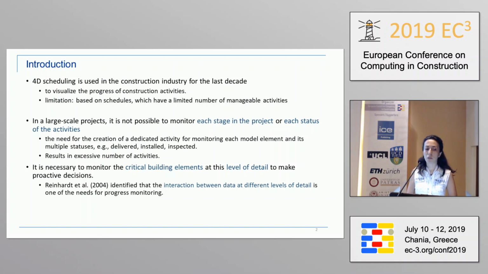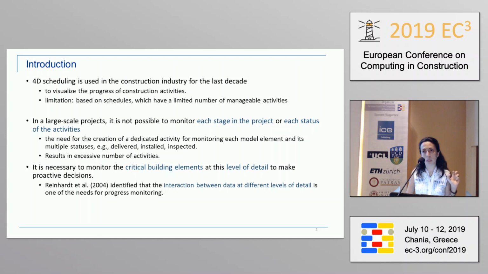Okay, so what was the problem that we have observed? 4D scheduling is used in the construction industry for the last decade to visualize the progress of construction activities, but the limitation of 4D is it's based on schedules, and the schedules have a limited number of manageable activities. So the activities represent a group of components. For example, the production of columns in one floor or painting of the walls at a specific zone or so.